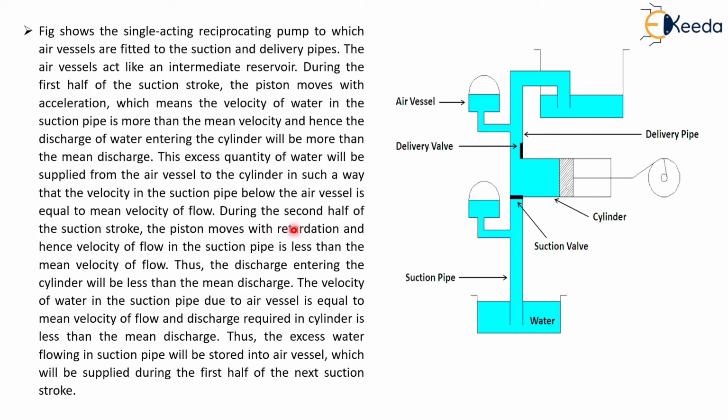Now during the second half of the suction stroke, what will happen? The piston moves with retardation, and hence velocity of flow in the suction pipe is less than the mean velocity of flow. Thus, the discharge entering the cylinder will be less than the mean discharge. So the velocity of water in the suction pipe due to the air vessel is equal to the mean velocity of flow, and discharge required in the cylinder is less than the mean discharge. Thus, the excess water flowing in the suction pipe will be stored in the air vessel, which will be supplied during the first half of the next suction stroke. This is the working of air vessel in the suction pipe.